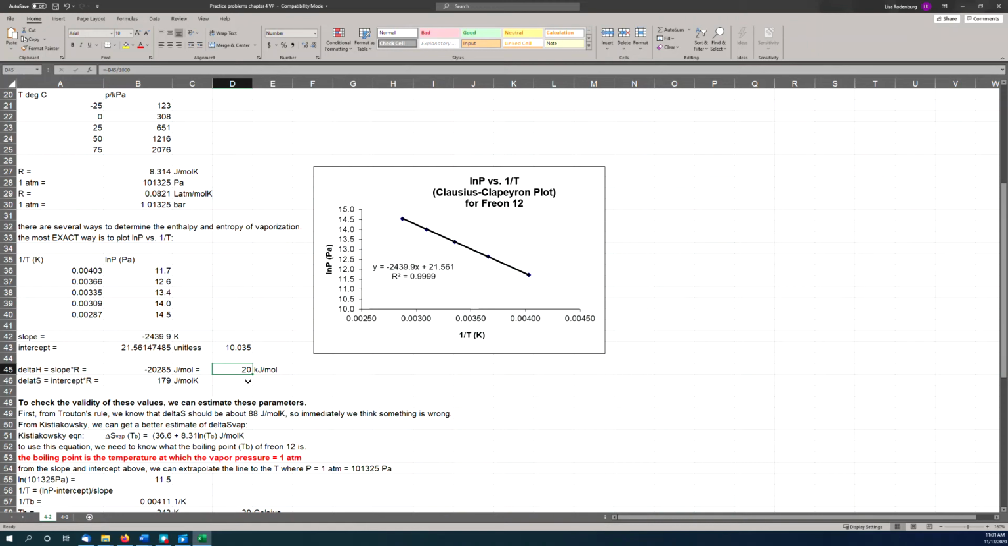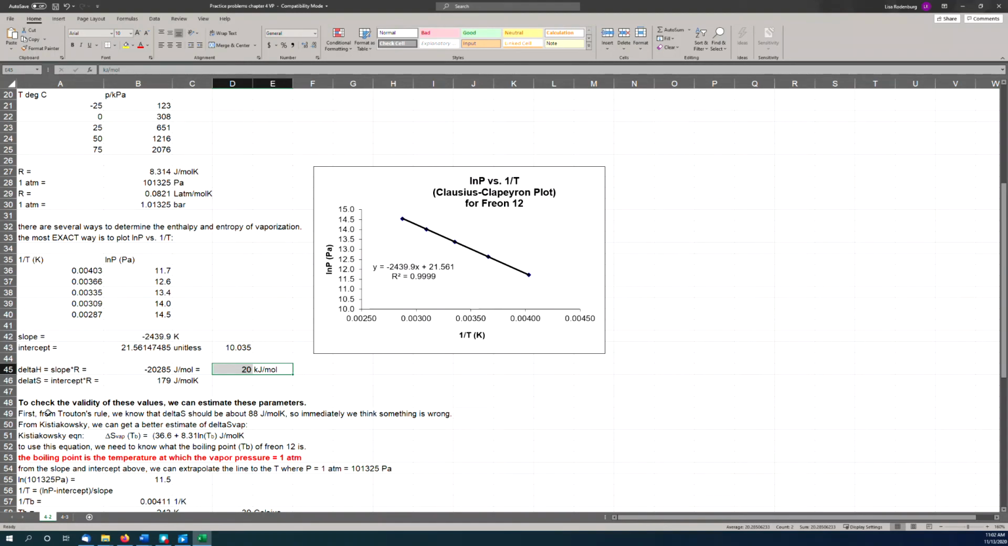So this is kind of on the low side as delta H vaporization goes, but Freon 12 is a pretty small molecule. It's a methane. It's got some chlorines and some fluorines. Totally, totally nonpolar. So no hydrogen bonding, no polarity, and not a whole lot of van der Waals because it's a small molecule. So it makes sense that it has a small delta H term.